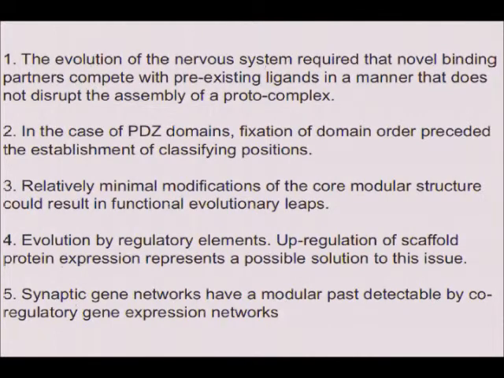So here are the conclusions for the talk. The evolution of the nervous system required that novel binding partners compete with pre-existing ligands in a manner that does not disrupt the assembly of a protocomplex. What that means is, here's the sponge scaffolding domain. It has a lot of what we recognize in a synapse binding to the PDZ domain, but it doesn't have an NMDA receptor. When that gene is invented, how is the NMDA receptor going to come along and compete with the existing ligands on the PSD95? It has a little bit of a job to do.